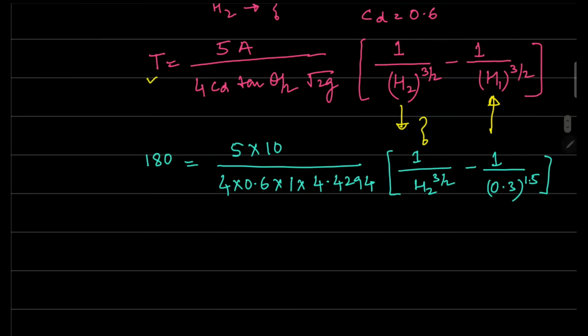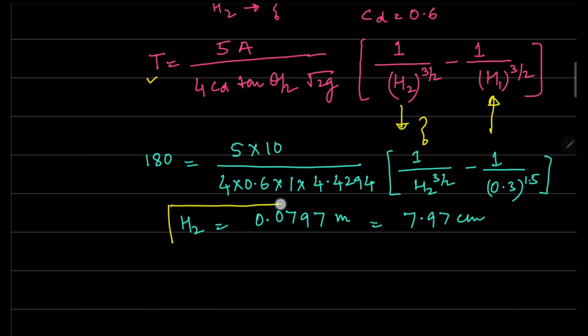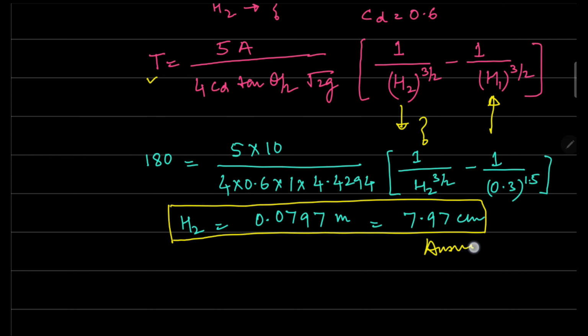The only thing we have to solve this problem just in order to get the h2 value. So h2 will be, so after calculation this value is coming out to be 0.0797 meter. So we can write it as 7.97 centimeter. That is our answer for this problem. That's all for this problem.